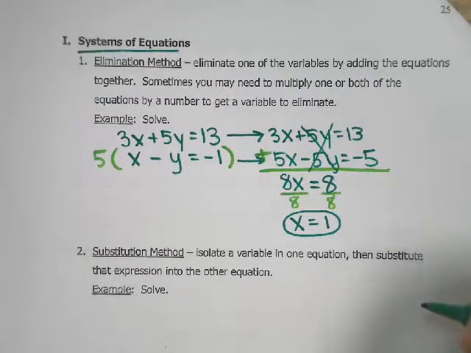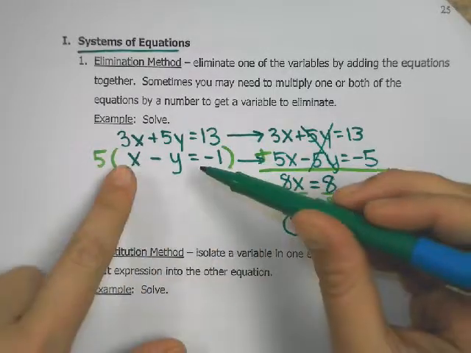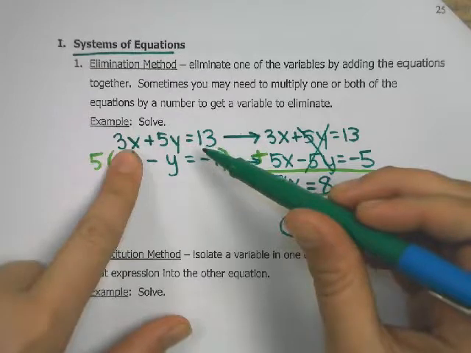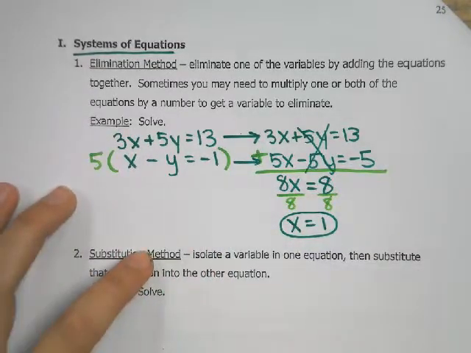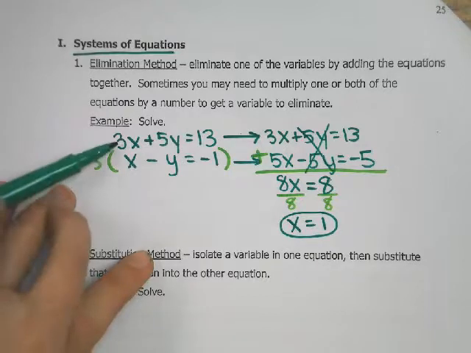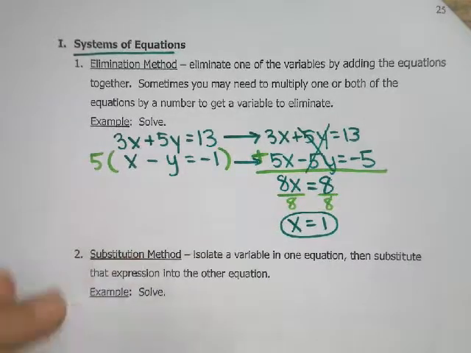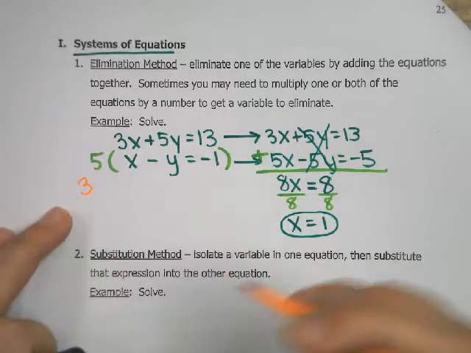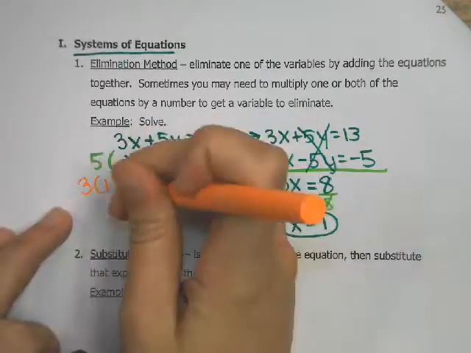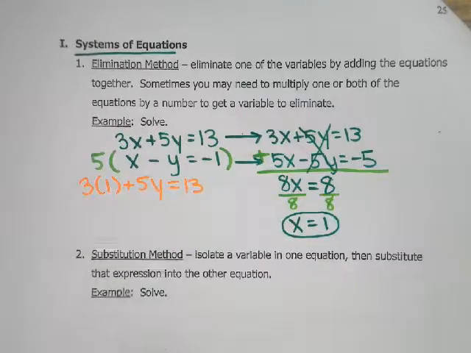In order to find our y value, in order to complete our solution, we have to take this and plug it back into one of our equations. You can choose either equation. I'm going to choose the top equation because they're all positive, and I just really like to work with positive numbers. If you choose the bottom one, you'll get the same answer. So I'm going to try the top. 3. In place of x, I put 1. I'm looking for y, so I leave it as a y.